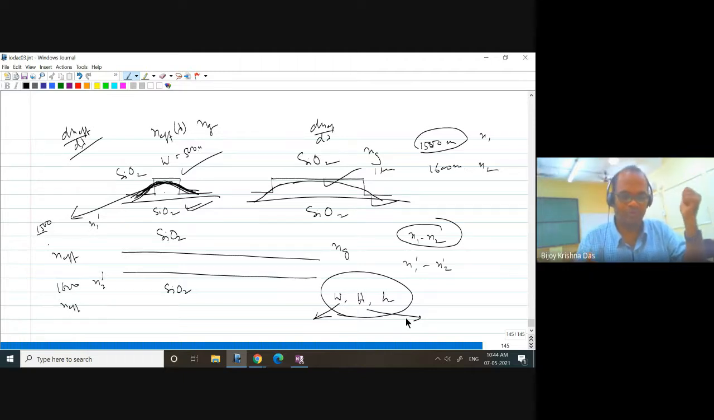For example, if W, capital H, small h are tight, then obviously it is more and more dispersive. But you can think of that, okay, I relax W at the cost of reducing H.